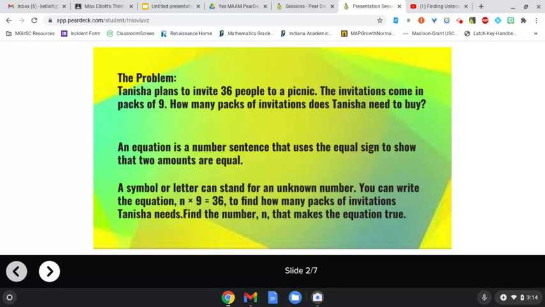So we're going to use an equation in order to find this. And it says an equation is a number sentence that uses the equal sign to show that two amounts are equal. The symbol or a letter can stand for an unknown number.